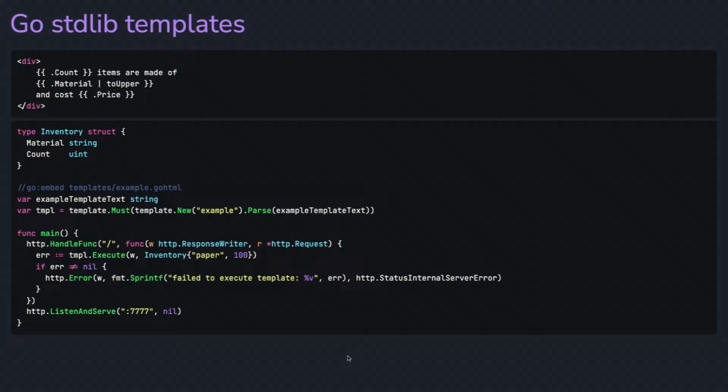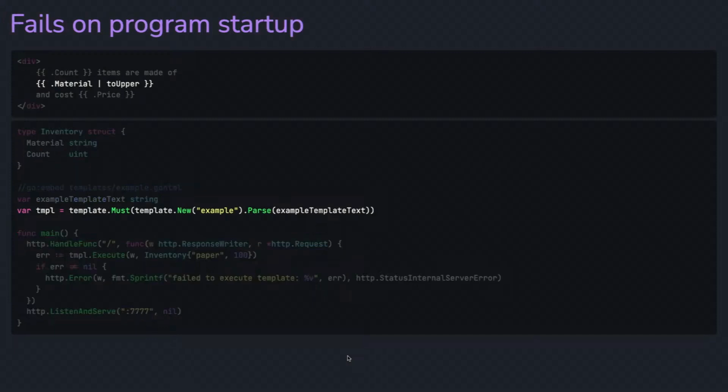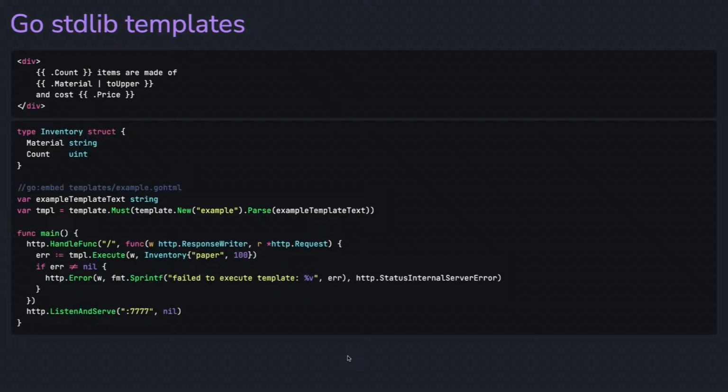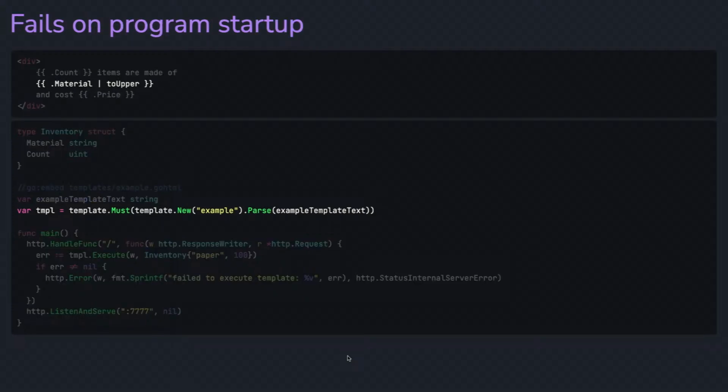Go ships with a standard library, so the usual response is, why would you not just use the stuff that's built in? And the reason is that it fails in weird ways. If you're not familiar with the Go templating system, this one here fails when you start your program, because you can't call arbitrary functions in a Go template. You have to pass in a function map, so you'd have to pass toUpper into your function map in order to use it. That's a significant source of friction.